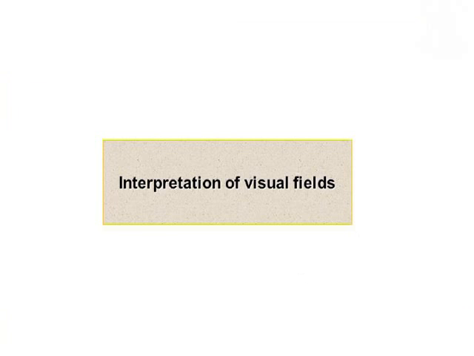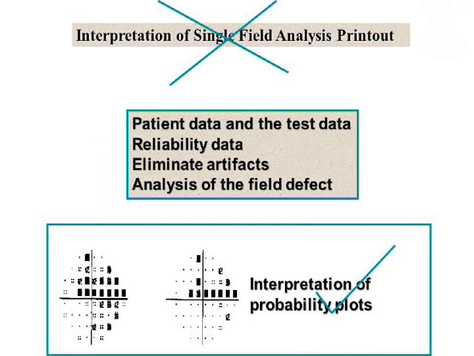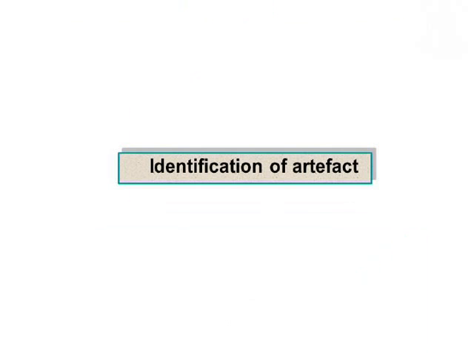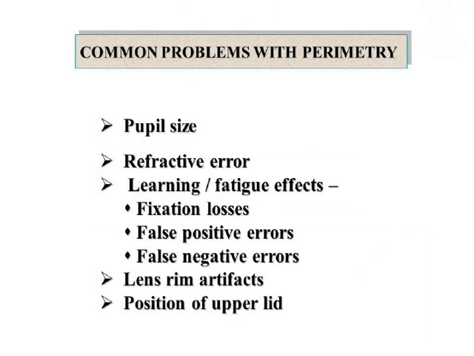Now, coming to the interpretation of visual fields. Interpretation of visual fields is nothing but the interpretation of probability plots. Always when you see a scotoma in the probability plot, the most important thing is identification of the artifact. You should know that small pupils, refractive error not properly corrected, fixation losses, false positives, false negatives, and dim lighting can all produce artifacts. So you must develop an art to identify the artifacts.